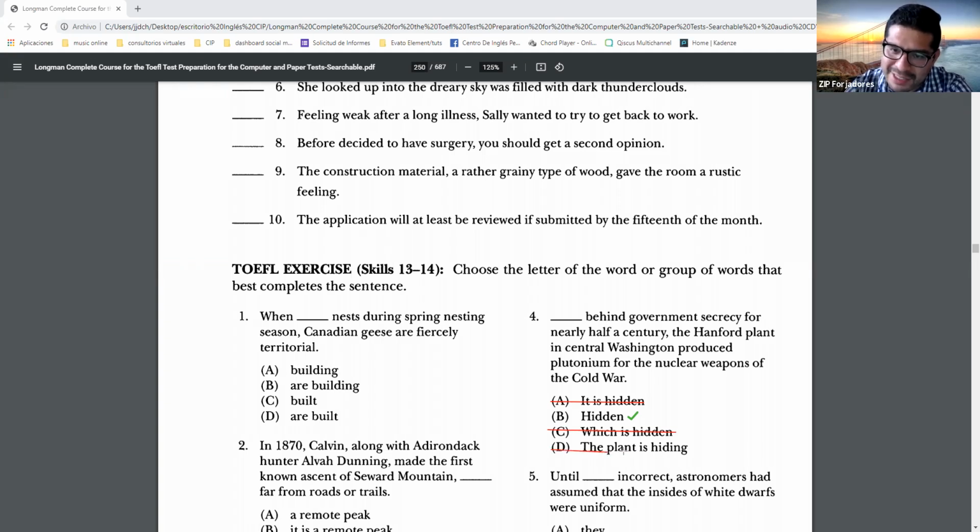And this one, it's a subject and a verb. You don't need a subject and a verb because you have a subject and a verb, right? So the only one is letter B, the reduced form of "which is hidden." Letter C is the complete one, and letter B is the reduced. But letter C cannot be at the beginning of the sentence because it's complete. Okay, very good, excellent.